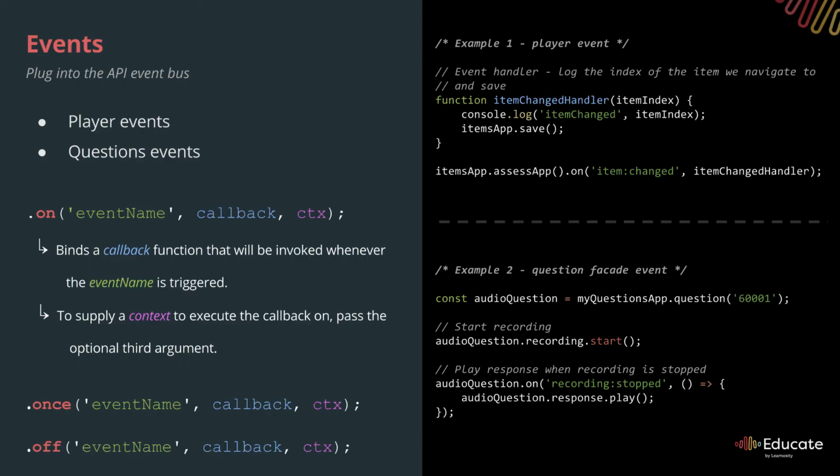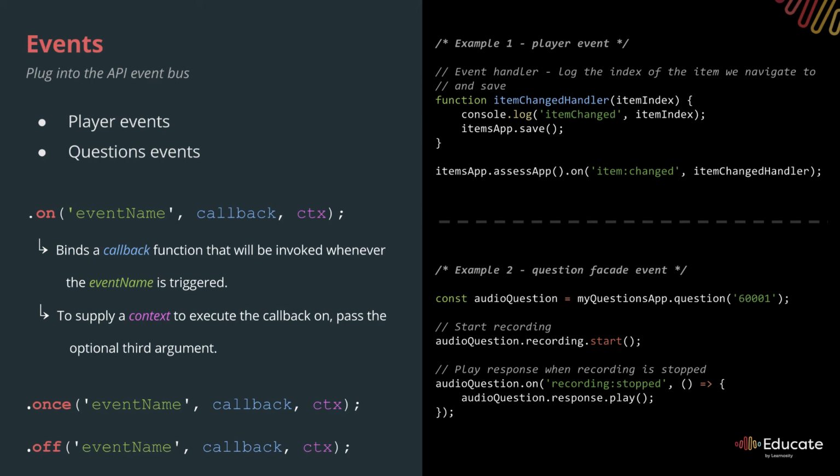But you can also use events at the questions level. So instead of calling it on the items app instance, you will call it on the questions app. So that's a bit lower level. You need to specify which question you want to target. So that's the response ID here. And in this case, we want to start an audio recording programmatically.